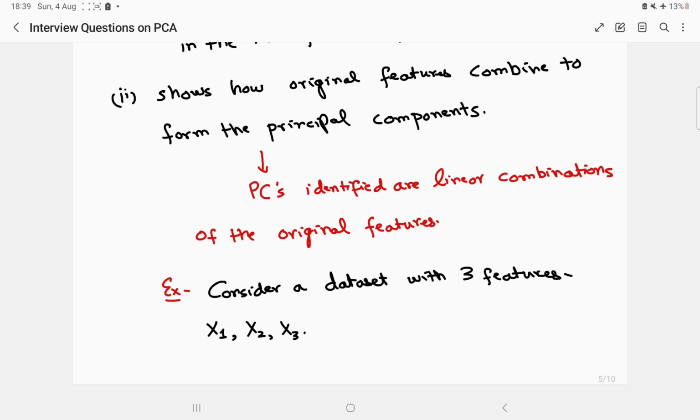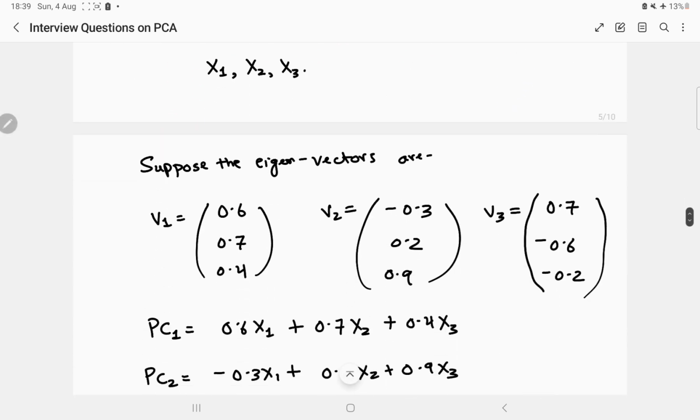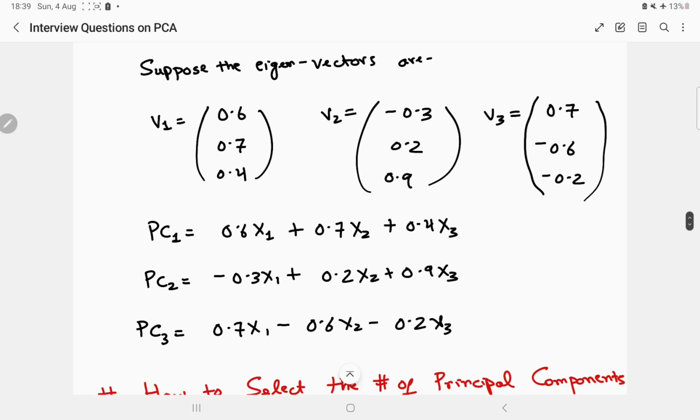Consider a data set with say 3 features, x1, x2 and x3. The eigenvectors, suppose after performing PCA, come out to be say v1, v2 and v3 with the respective values as shown. The way you would define principal components is a linear combination of your original features, right? So principal component 1 in this case would be 0.6 times x1 plus 0.7 times x2 plus 0.4 times x3, based on the eigenvector that we can see above in v1. Similarly, you can compute PC2 and PC3. And that's how you have the significance of the eigenvectors in your PCA.